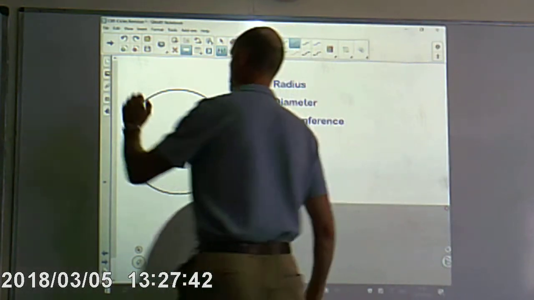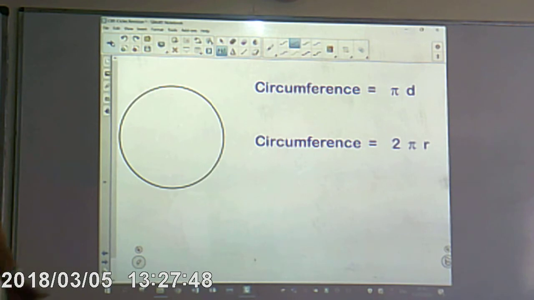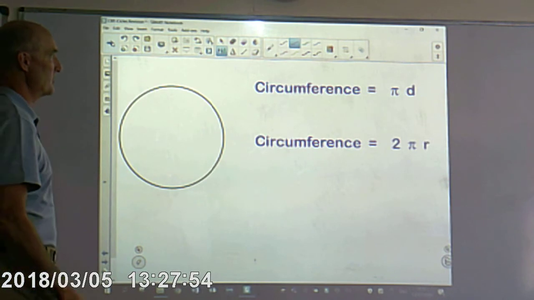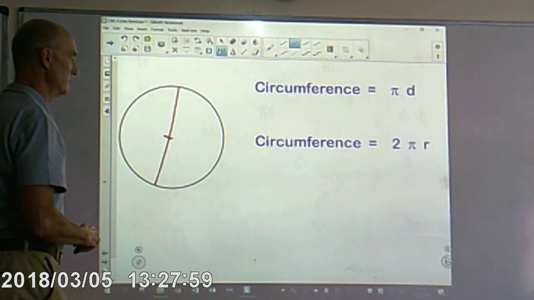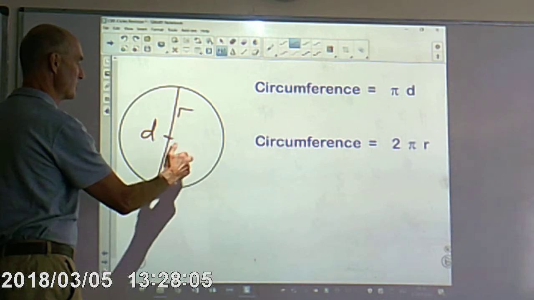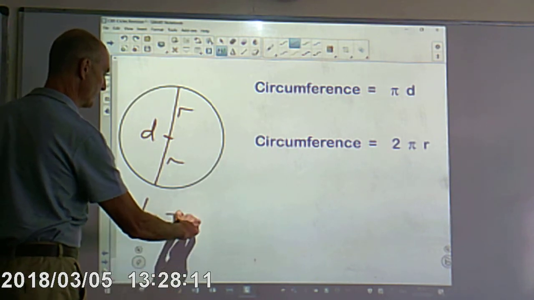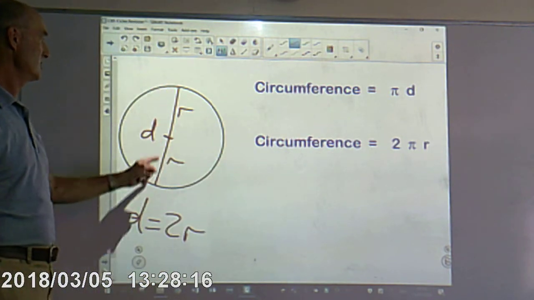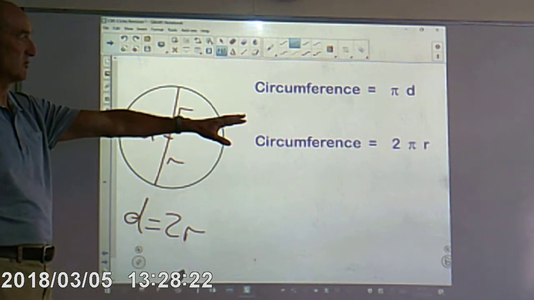Okay, circumference. We've got two formulae for that, pi d or 2 pi r. Don't forget that the diameter, which goes all the way across through the centre circle, there's a radius here and a radius here. So that just means that the diameter is 2 lots of the radius. So the formula for the circumference is pi times the diameter, or it's 2 pi r, just because the diameter is the same as 2 lots of r.